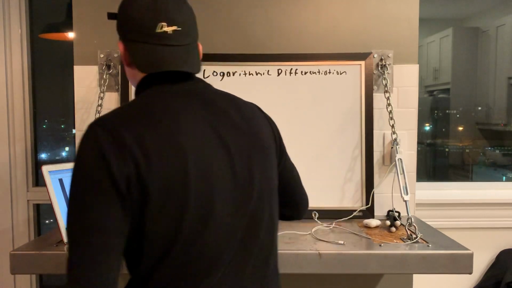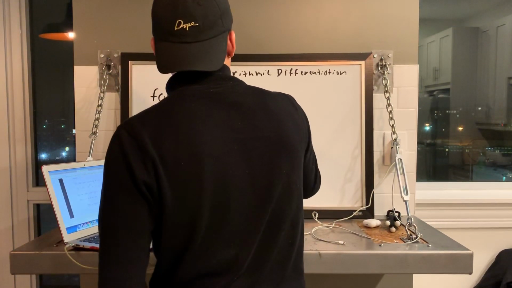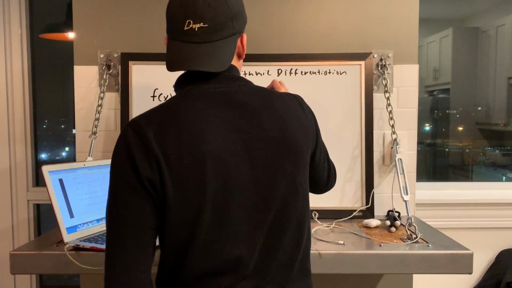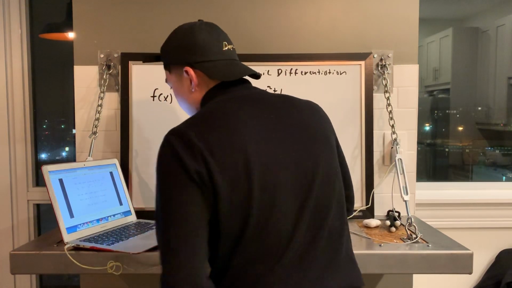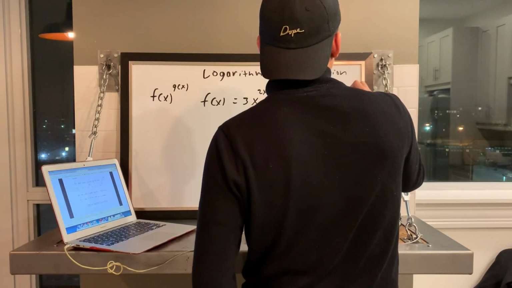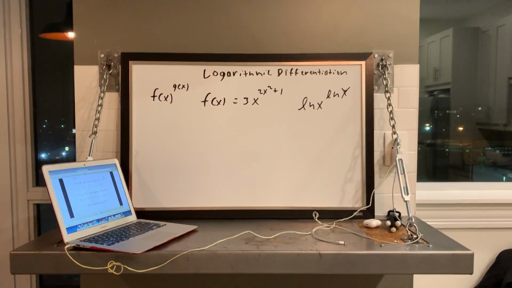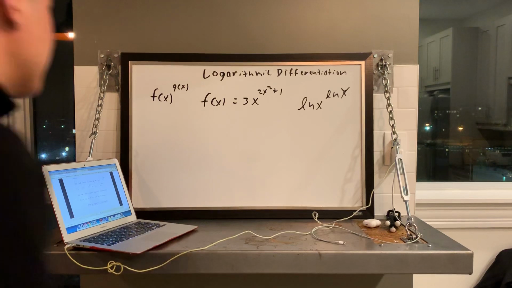Oh, I get it. So what if we had f of x as like 3x to the power of 2x squared plus 1? Or like ln x to the power of ln x, right? How would that end up? That's a little ugly. It's not e to the x, or like, it's x to the x. That is disgusting, right?